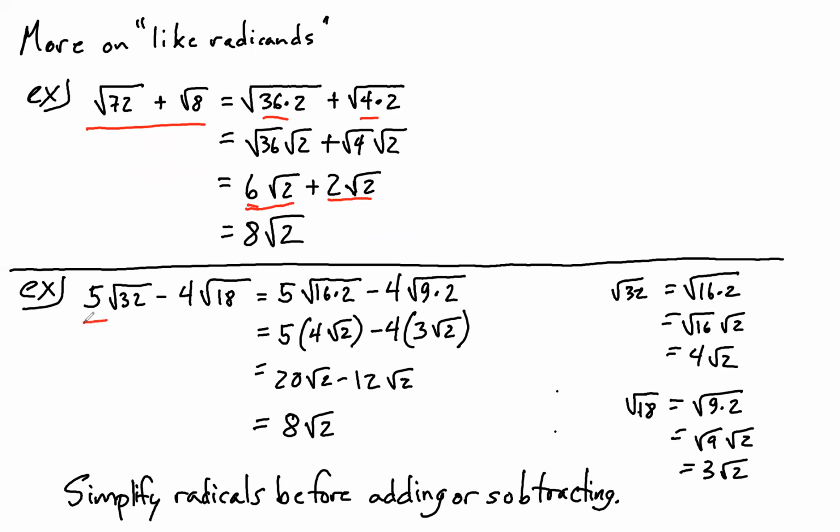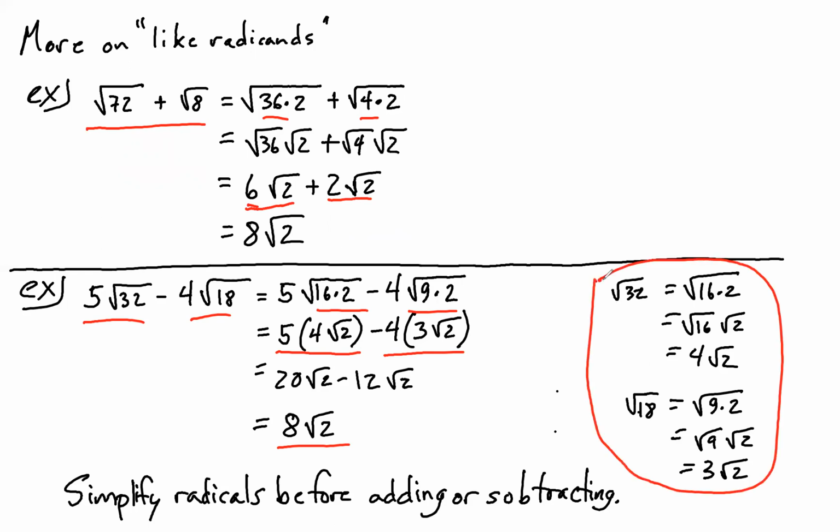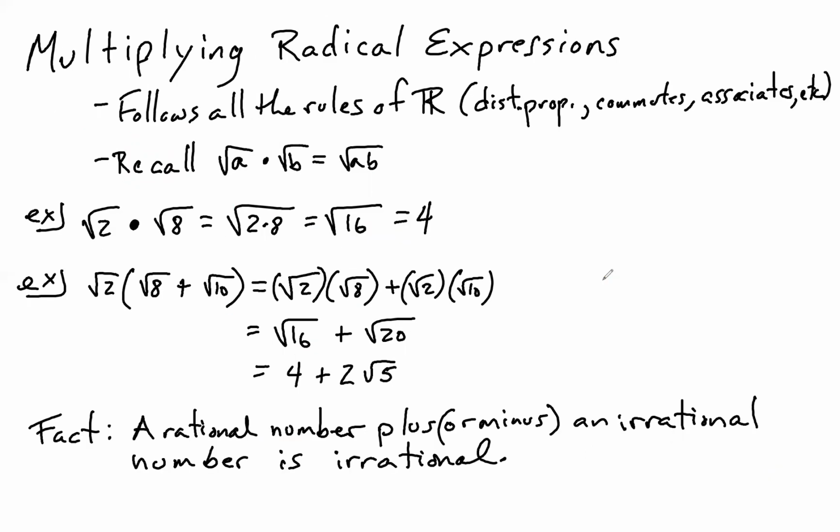Over here, the same idea. We simplify radical 32 and radical 18. That's done right here. As it turns out, we have 5 times 4 radical 2 minus 4 times 3 radical 2, and we end up with 8 radical 2. All the work on simplifying is done over here on the right. Okay, so adding and subtracting is done. We need those like terms or like radicals.